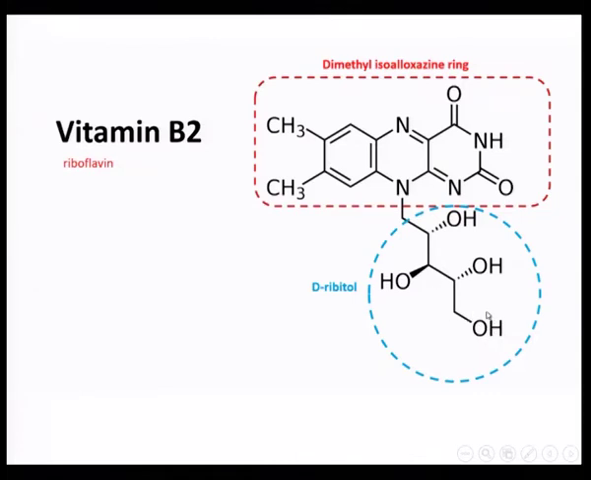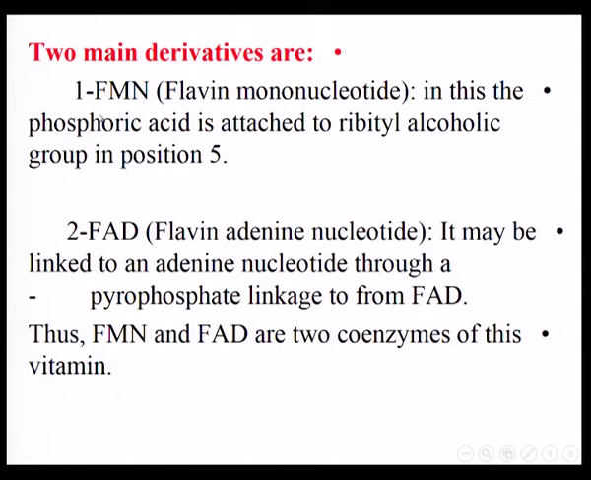In position 5, you keep adding phosphate groups, and the source for the phosphate group is basically ATP. If one phosphate molecule is added from ATP, we get flavin mononucleotide. If you consecutively add one more phosphate group, so that at the end of the day two phosphate groups are added, you call it flavin adenine dinucleotide. These are linked through the phosphate components attached to the flavin ring. These are two coenzymes of this vitamin, so this vitamin forms the raw material to form FMN and FAD.